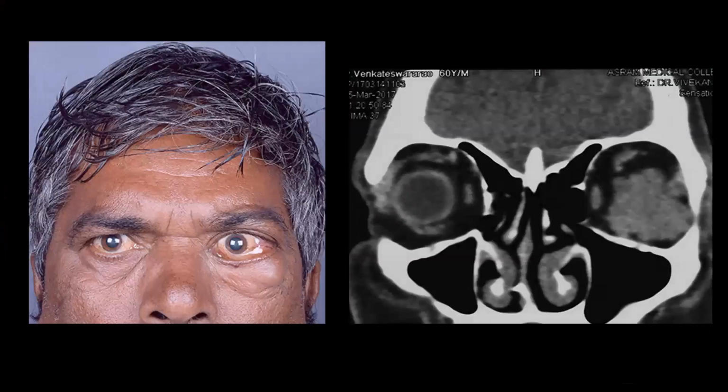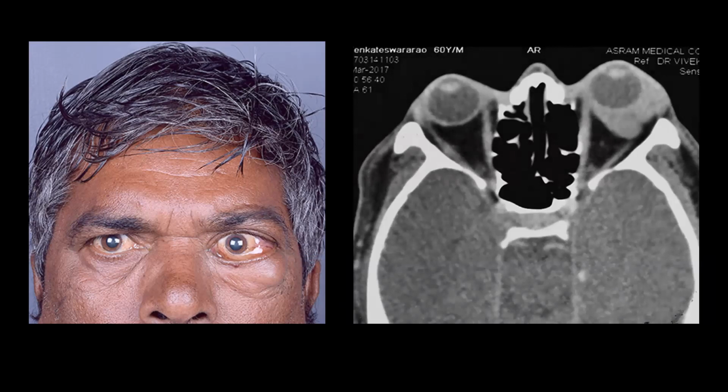Here, for example, we have an elderly male who presented with inferotemporal lesion, which is pushing the globe medially. On imaging, we see that there is an ill-defined lesion, which is homogeneous, involving both extraconal as well as intraconal space. To know its extent, on axial scan, we can see that this lesion is involving the mid-orbit as well, molding around the globe. So it's suggestive of a lymphoma.